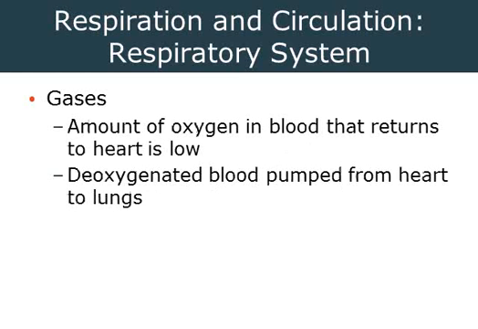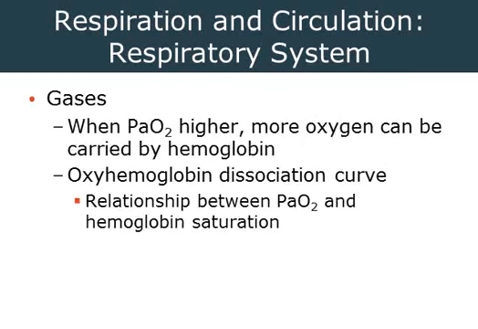So we know that oxygen returning in the bloodstream, returning to the heart, is low, and that deoxygenated blood gets pumped from the right side of the heart to the lungs. And when that PaO2 is higher, more oxygen can be carried by the hemoglobin. So let's think about this a little differently now. We say PaO2 of room air, 21% of 760 torr, again, is 159.6 torr.